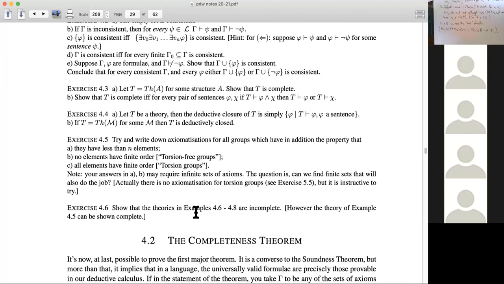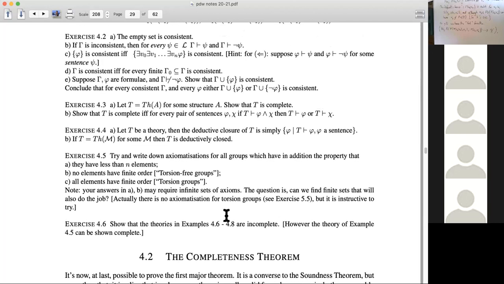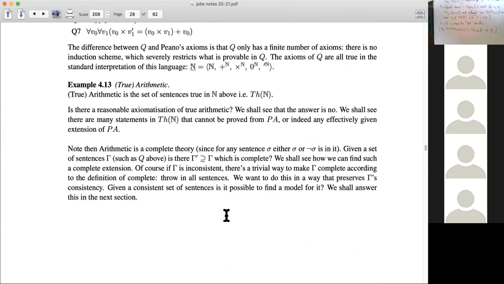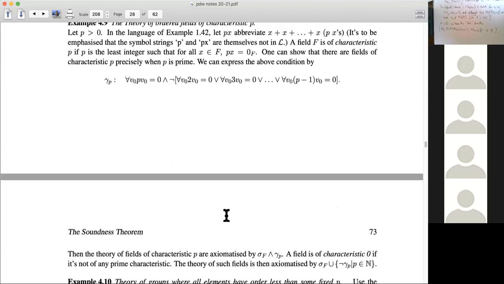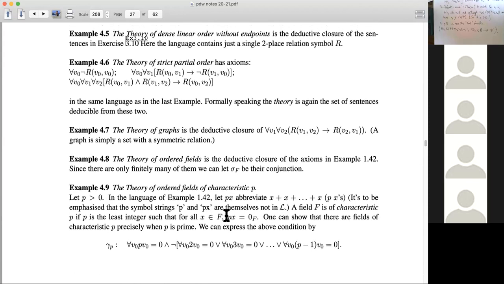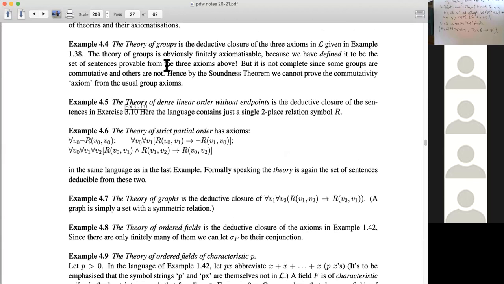So, for example, this is exercise 4.6. Show that the theories of the examples in 4.6 to 4.8 are incomplete. Okay, so let's think about this. I said before that the theory of groups is incomplete. Remember that a theory is incomplete if it's not complete. So to be complete, a theory must, for every sentence sigma, either prove sigma or prove not sigma.